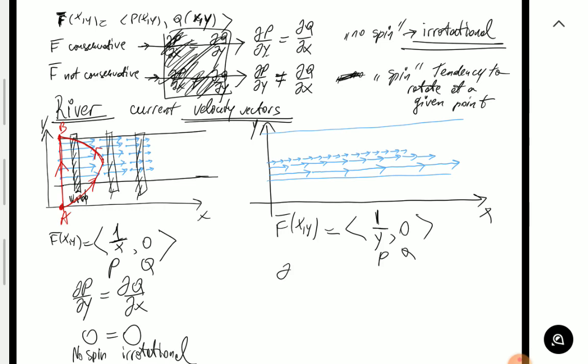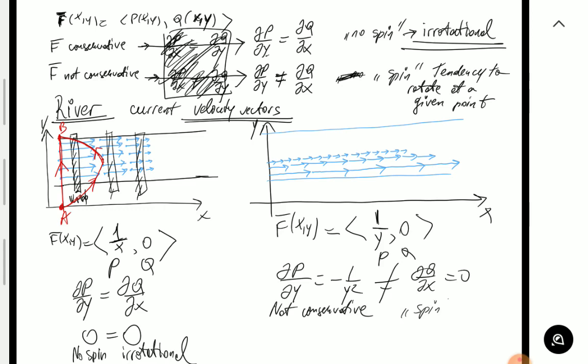And let's check to see if it's conservative. dp/dy is now minus 1 over y squared, and dq/dx, again, is 0. And so notice they are different. So of course this is not conservative, and there is a tendency to rotate at a given point.